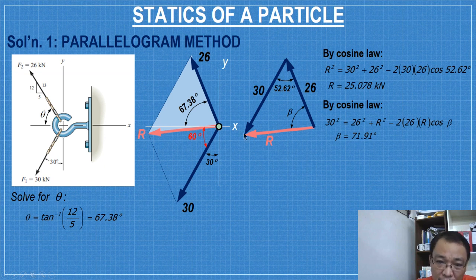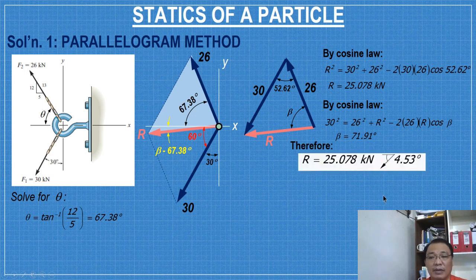Now, the direction of R is this angle. Based on the angles, beta minus 67.38 is the direction of R, since the beta movement is from this one up to R. Therefore, for R, 71.91 minus 67.38 is 4.53.